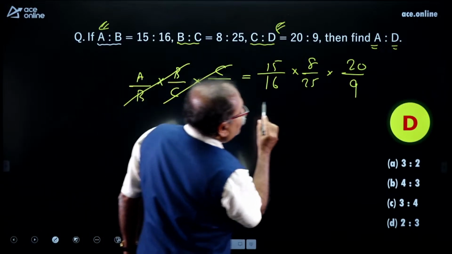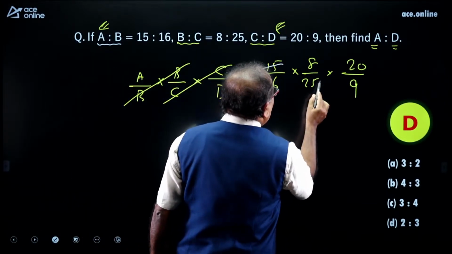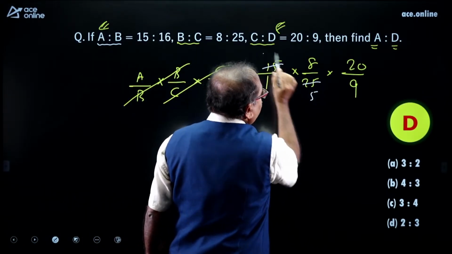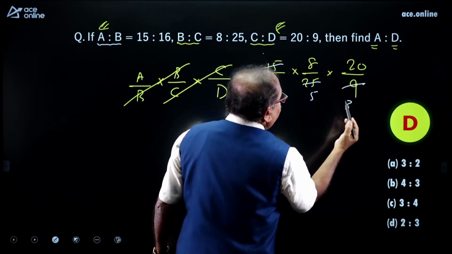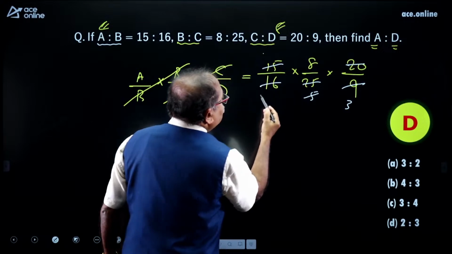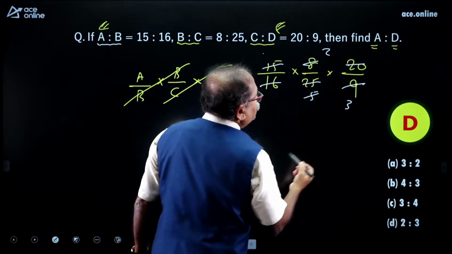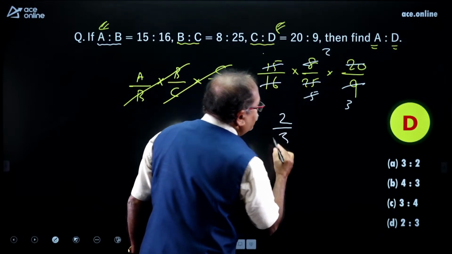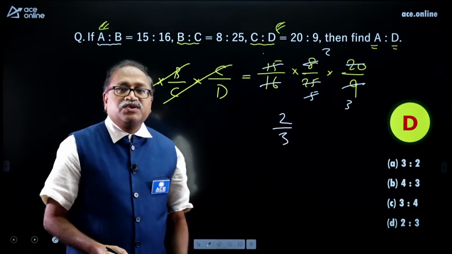And what comes over here, if I notice that with 5, this is 5 times and this is 3 times, with 3, this is 3 times, and with this 5, there's 4 times, with 4, this is 4 times, and with 4, this is 2 times. Finally, I am getting 2 by 3 as your answer, which is option choice D.